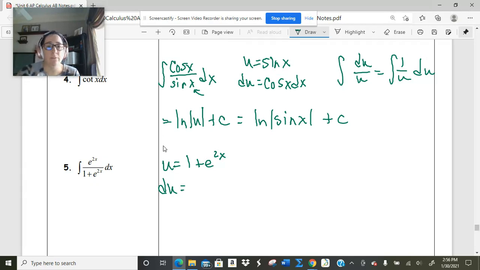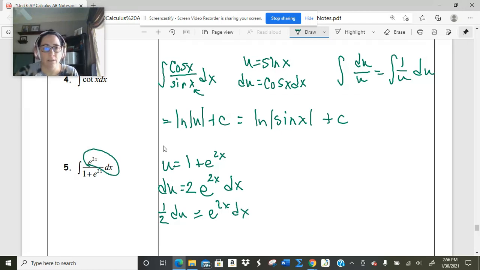When I take my derivative, the 1 goes to 0, the e stays the same times the derivative of that, which is 2, and of course the dx. So I can bring the 1/2 over, and I have exactly what I needed left. So this is 1/2, 1 over u du.